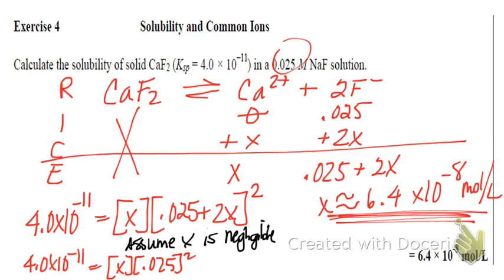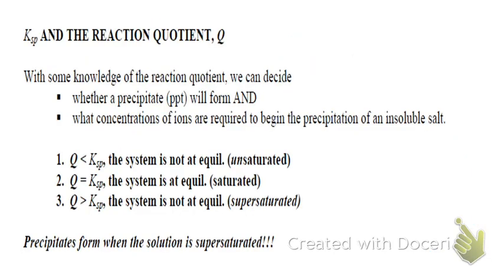Okay, I get it. The 2X is not going to be enough to make a difference on the original concentration. Again, if you have $1 million in your bank account and you add 100, you're not going to notice. But if you have $5.55 and you add 100, you're going to notice.